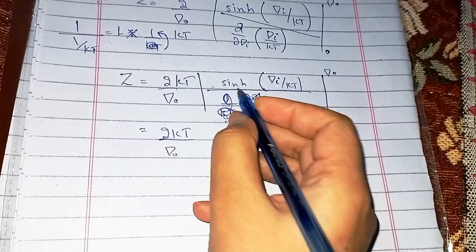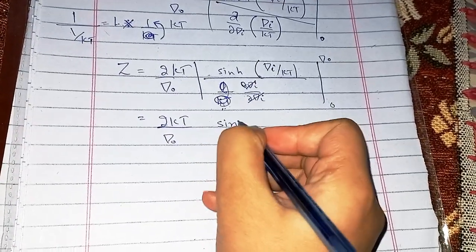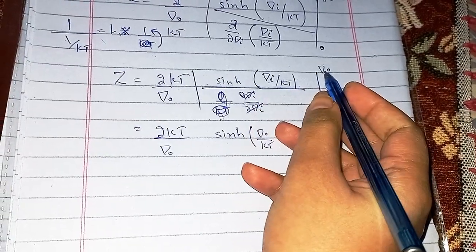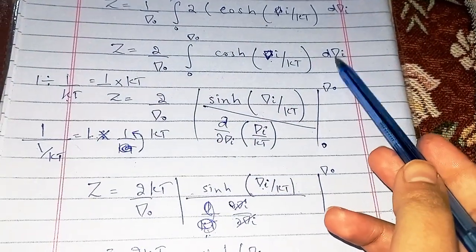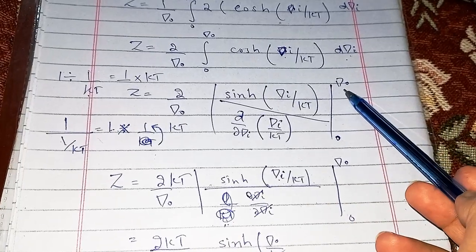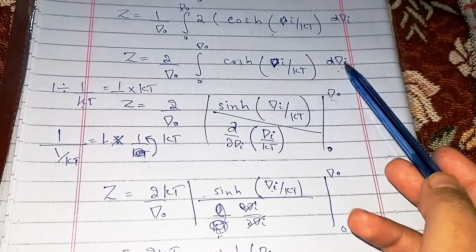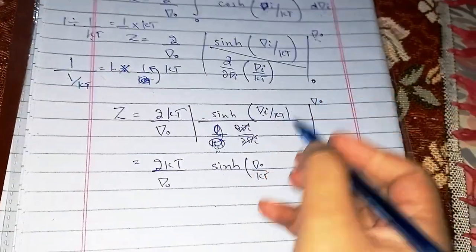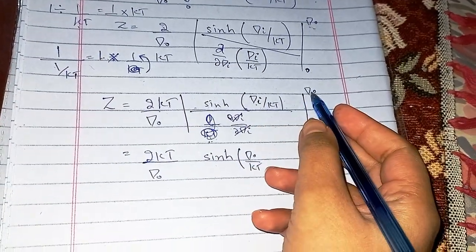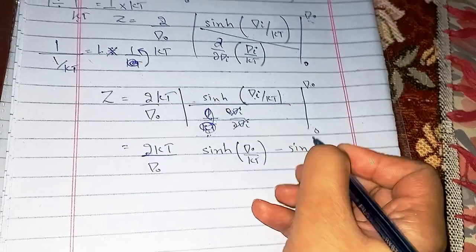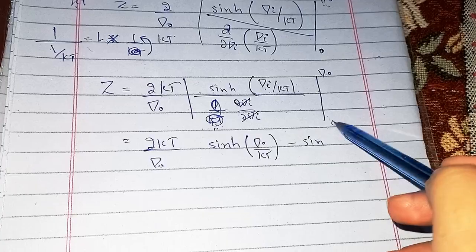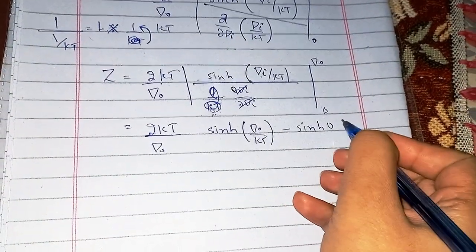And by delta naught, upper limit minus lower limit: upper limit sine hyperbolic of delta naught by kt. In place of delta I will write delta naught. Whichever the variable was, in place of that variable you put the limit of integration. Since the variable here was delta I, that is why we put it in place of delta I. Wherever the delta I is, you put the upper limit minus, wherever the delta I is, put 0. So sine hyperbolic of 0 is 0.